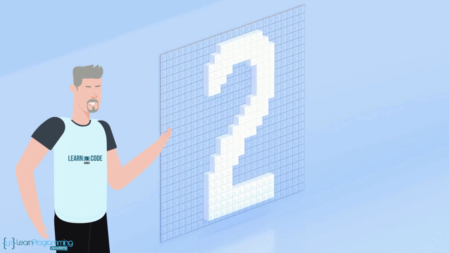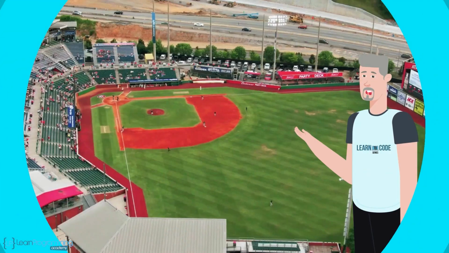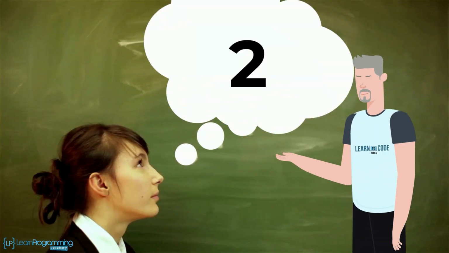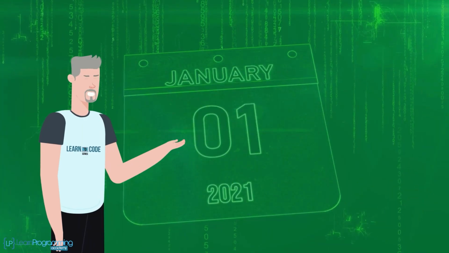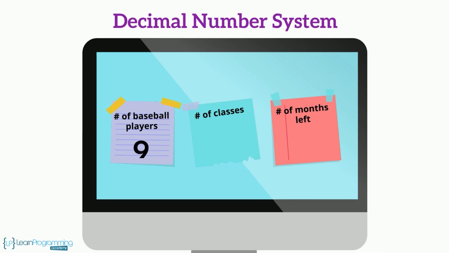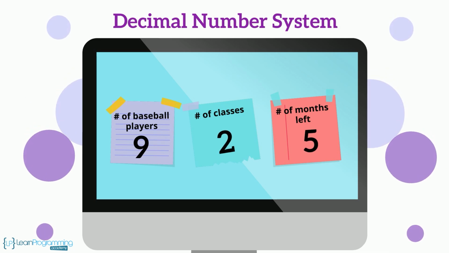Counting is a basic concept in society today. We all count. How many players are on the playing field at one time for a baseball team? How many classes are you taking right now? How many months left in this calendar year? Etc. Our answers utilise the decimal number system, 9, 2 and 5 for example.